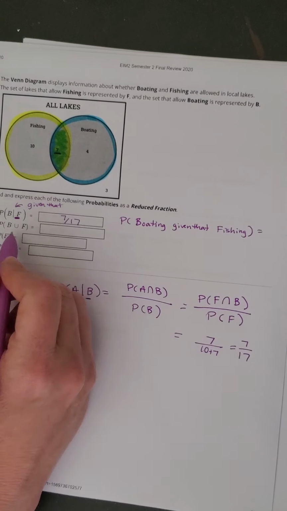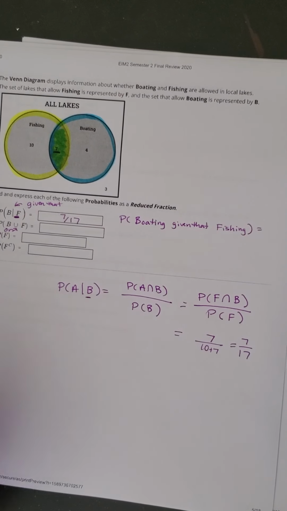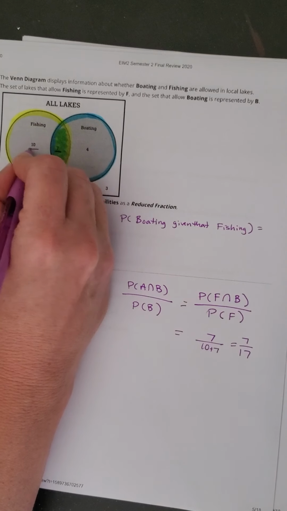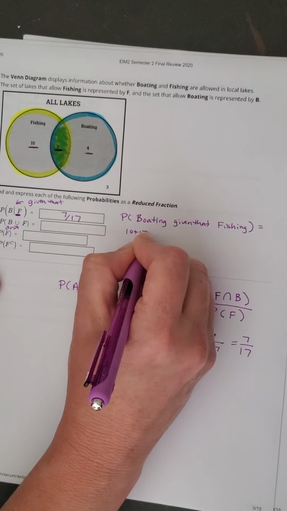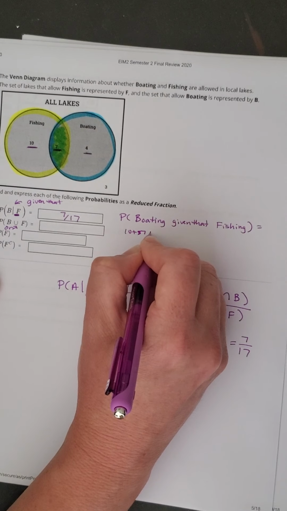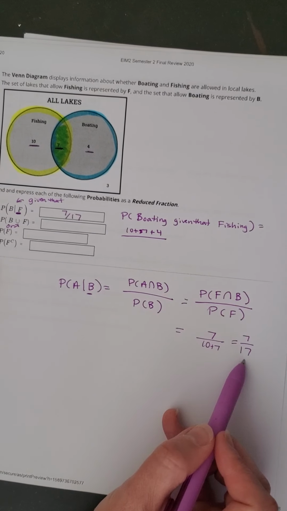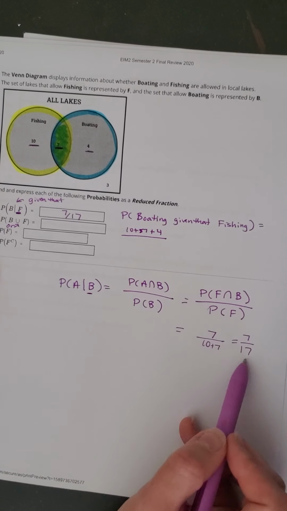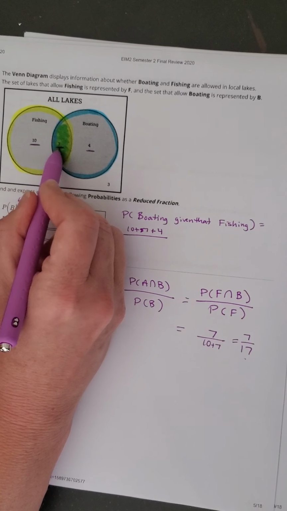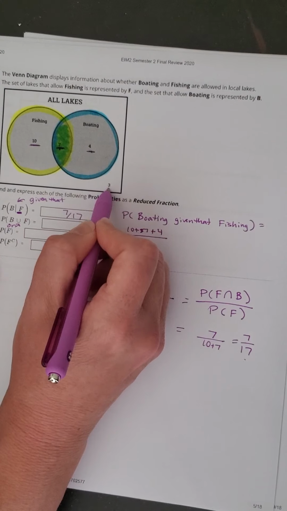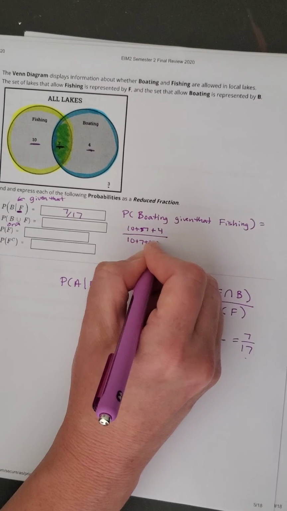All right, the probability that they allow fishing or boating. So this is or. Now in a Venn diagram, we already talked about how easy that is. You just add up these 3, fishing, boating, or both. And so that's going to be 10 plus 7, whoops, not 17, 7 plus 4 out of, now this time, the only time we don't divide by the total is in conditional probability. So it's not out of 17, it's out of all the lakes, which is 17 plus 7, which is 24. So 10 plus 7 plus 4 plus 3.